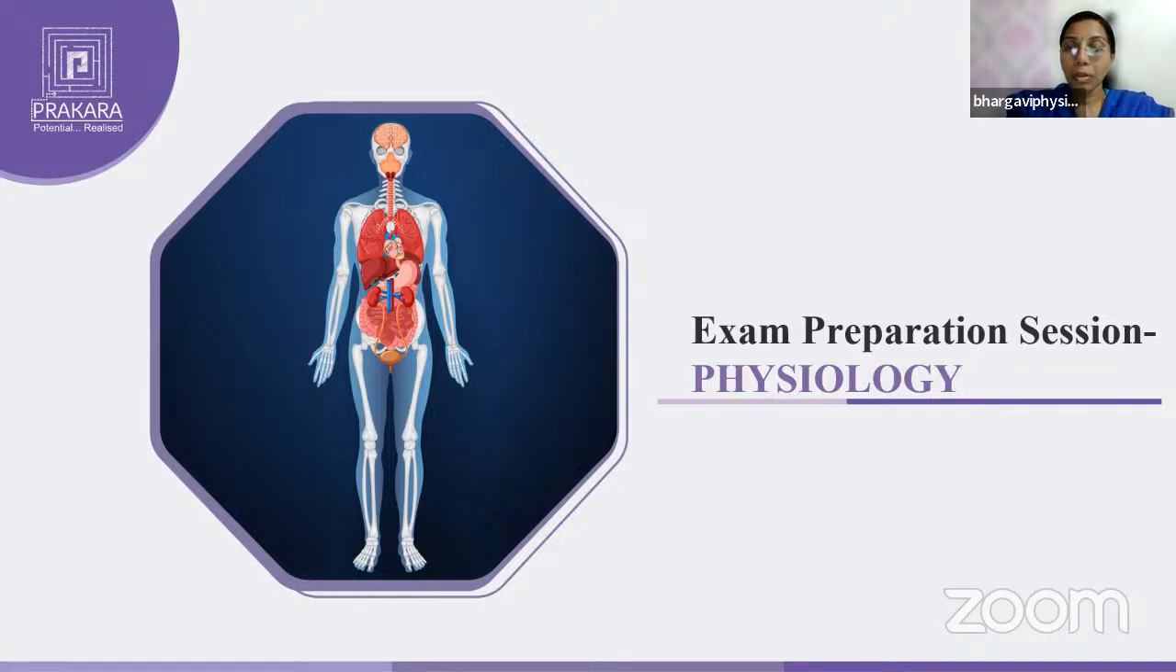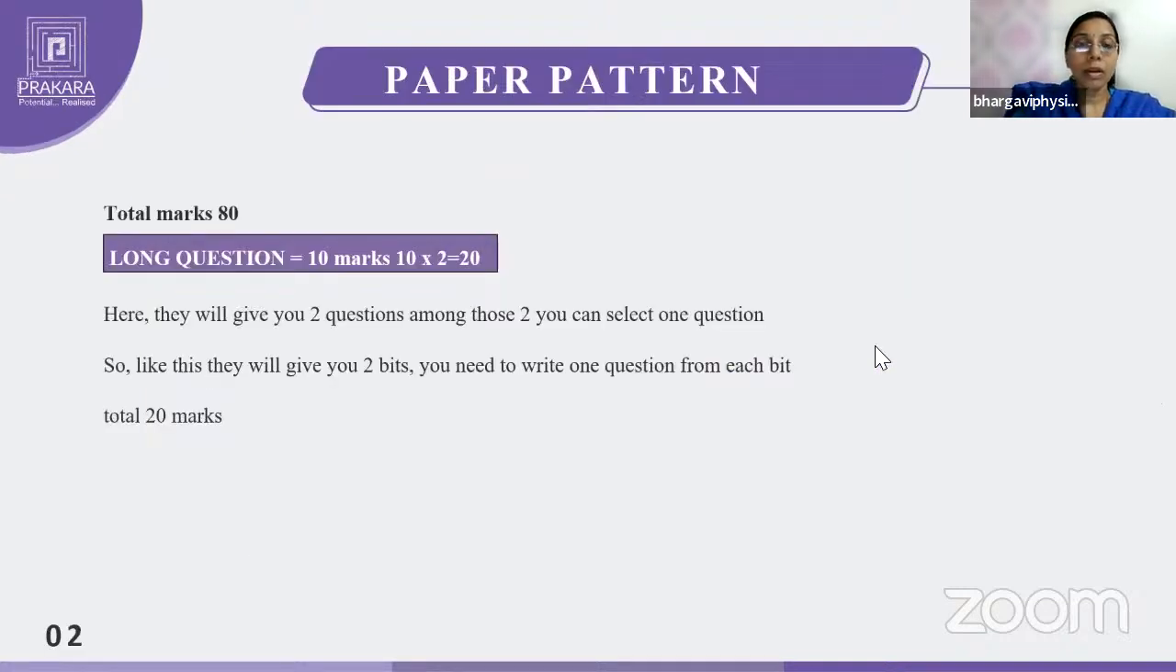So when it comes to the total marks, this paper is 80 marks. For this one, you are going to get long questions. Two long questions you are going to write. For that, they'll give a choice. Two essays will be there. Either any one of the essays you have to choose, attempt, and present.